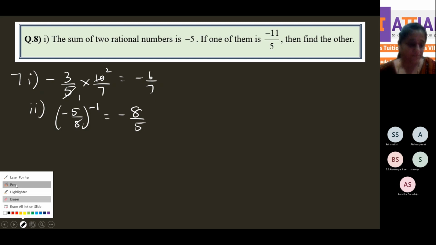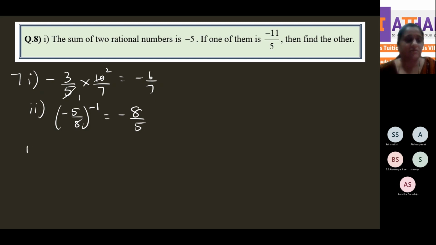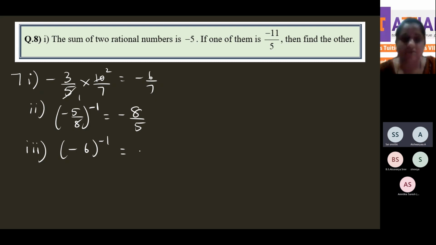Next. Again, write the reciprocal of minus 6. That's what this question means. The base is minus 6. The power is minus 1. When the power is minus 1, it means write the reciprocal of the base. Minus 1 upon 6. Minus 1 by 6.